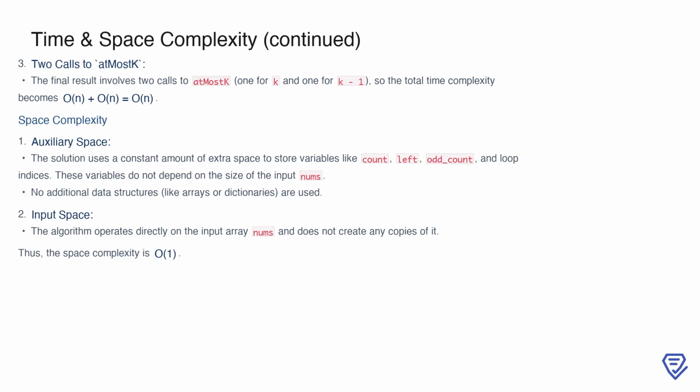As for the space complexity, the algorithm uses only a constant amount of additional space. Temporary variables such as count, left, odd_count, and loop indices are created, but these do not depend on the size of the input array. Furthermore, no auxiliary data structures like arrays or hash maps are used, and the algorithm operates directly on the input array without making any copies. Therefore, the space complexity is O(1), as the amount of memory used remains constant regardless of the input size.